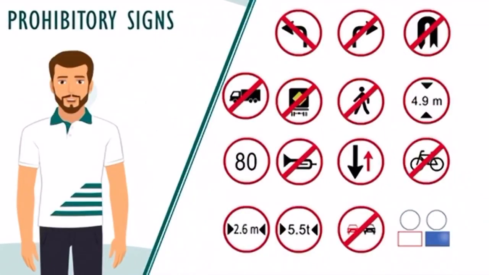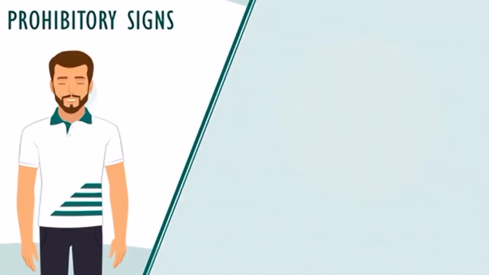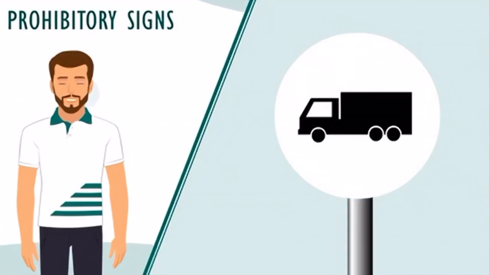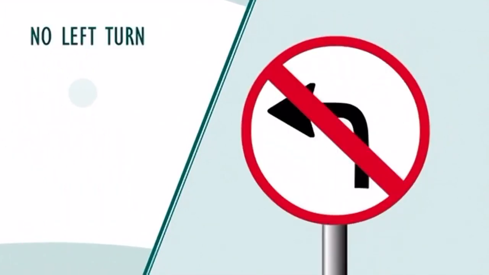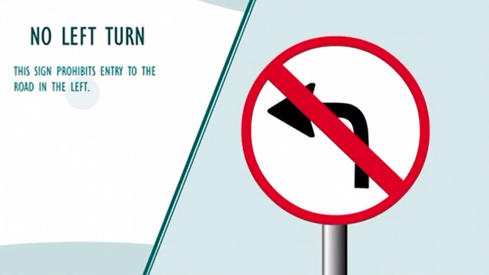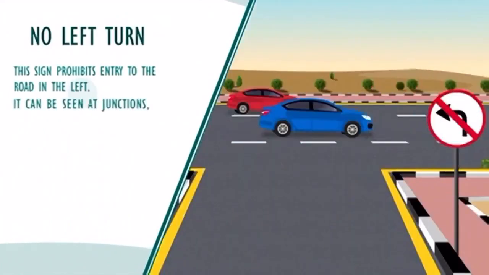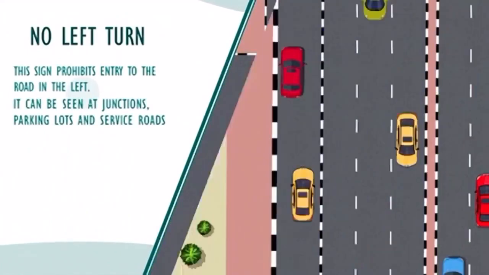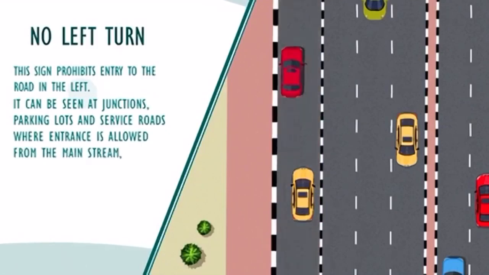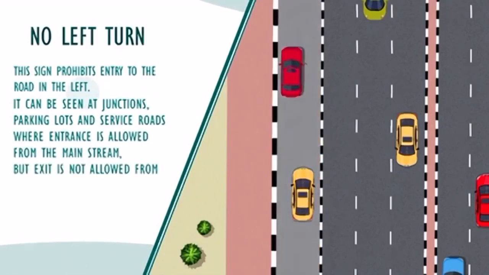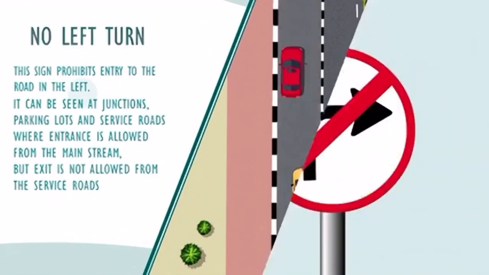Prohibitory signs are used to indicate the actions that must not be taken while driving because these are prohibited by law. Most of the prohibited signs are circular in shape with white background and a red border. This sign prohibits entry to the road in the left. It can be seen at junctions, parking lots, and service roads where entrance is allowed from the main stream, but exit is not allowed from the service roads.